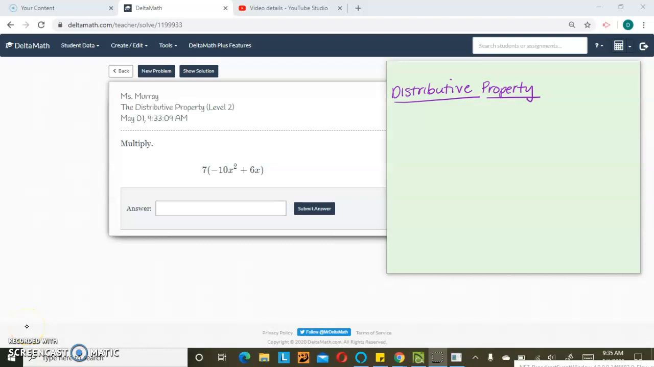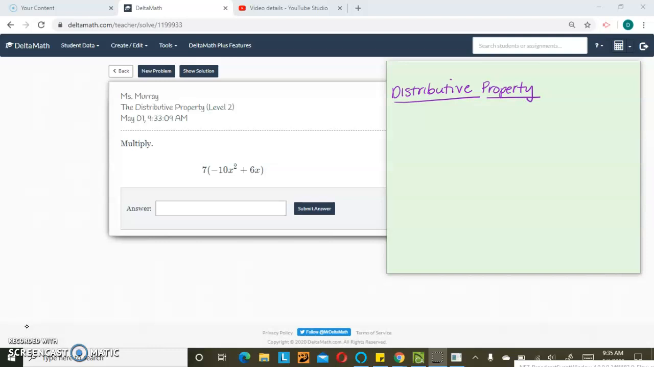Okay, today we're going to do the distributive property, and the distributive property is just another way of multiplying. The difference between multiplying factors with exponents that we did last week and this week is, if you notice in your parentheses you have addition or subtraction. So we're actually going to multiply the terms in the parentheses separately by the number on the outside.